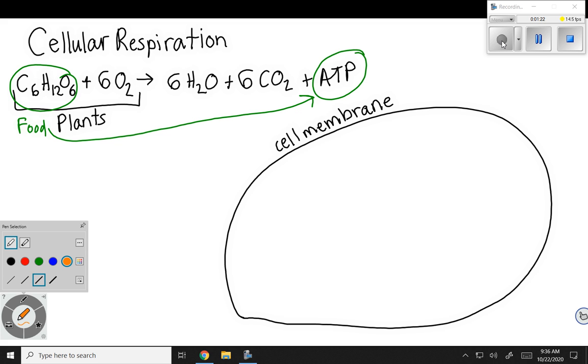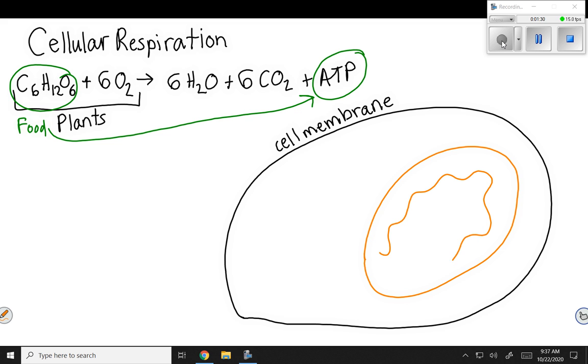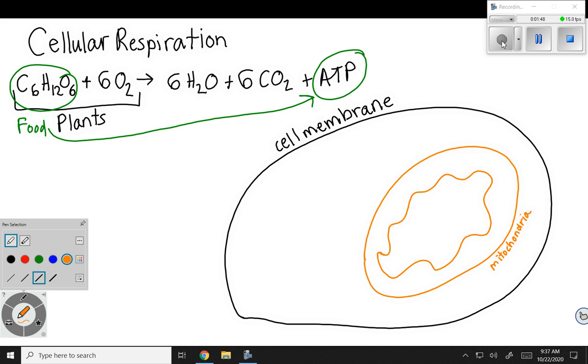I'm just going to draw the mitochondria just because we don't have a lot of space, and that's the one that we care about. So the mitochondria has an inner and an outer membrane, and the inner membrane is squiggly like this. So, mitochondria. It's called the powerhouse of the cell because it makes ATP. And now let's go through the steps of cellular respiration.